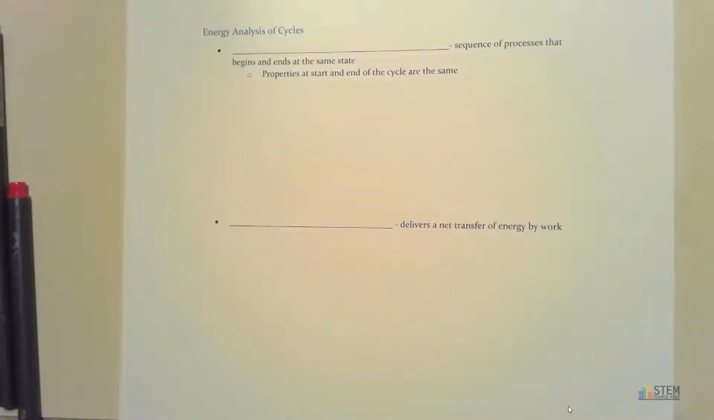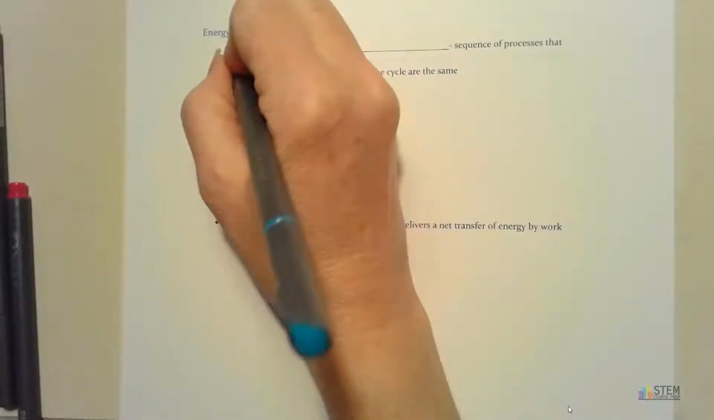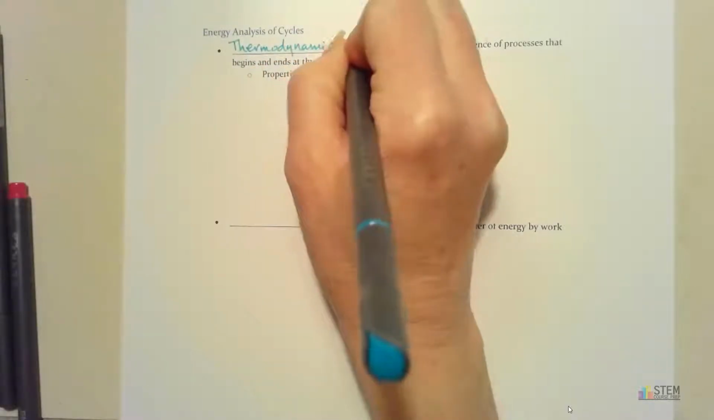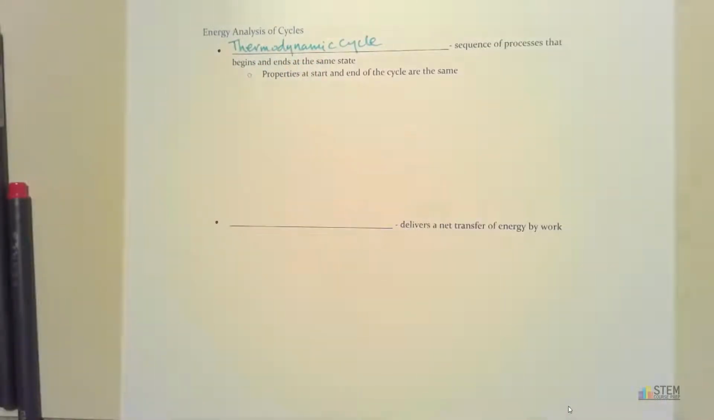So first thing we're going to talk about is a thermodynamic cycle. And what is a thermodynamic cycle, you may ask? Well, a thermodynamic cycle is basically a sequence of processes that begins and ends at the same state. Putting that in simpler terms, your properties are going to start and end at the same place. Whatever you have at state 1 for pressure, at the end of this cycle you're going to go back to that pressure. Same thing with volume, temperature, whatever else you got. You're going to start and end at the same place.